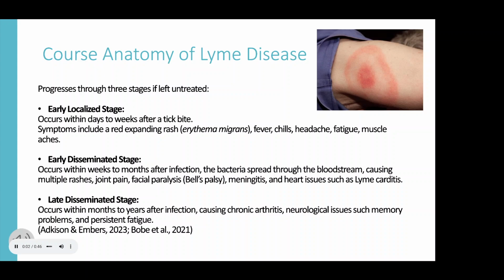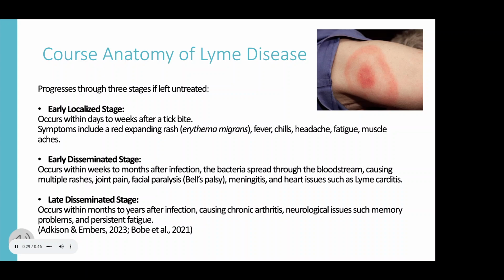So now we're going to talk a little bit about the course of the disease. The disease progresses in 3 stages if it's left untreated. In the early localized stage, which occurs within days to weeks of a tick bite, symptoms include a red expanding rash known as erythema migrans, which there's a picture of in the right corner, as you can see. Sometimes it's called the bullseye rash, along with fever, chills, headaches, and muscle aches.